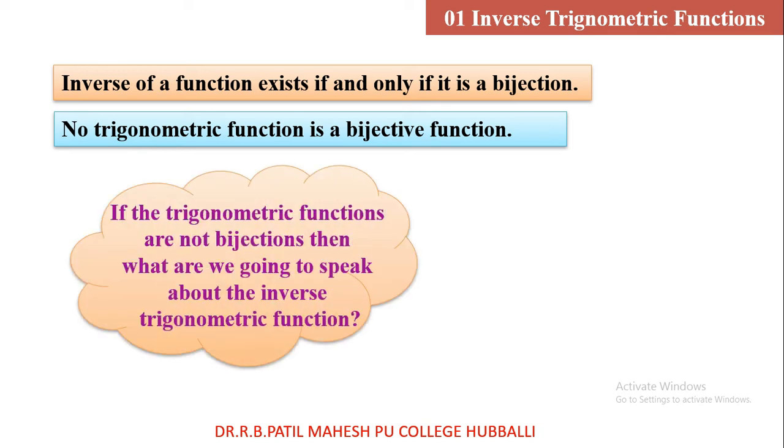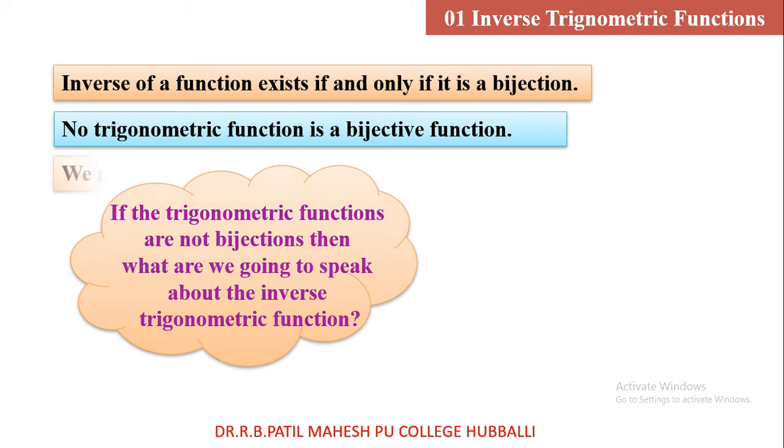If the trigonometric functions are not bijections, then what are we going to speak about the inverse trigonometric functions? Dear students, try to understand. If trigonometric functions are not bijective, then they will not possess the inverse. If they won't possess the inverse, then there is no use of talking about the inverses of trigonometric functions. Are you understanding? Inverse trigonometric functions is a chapter, but trigonometric functions are not possessing the inverse. Then how to discuss the chapter is the question.